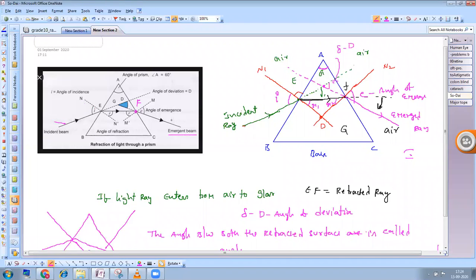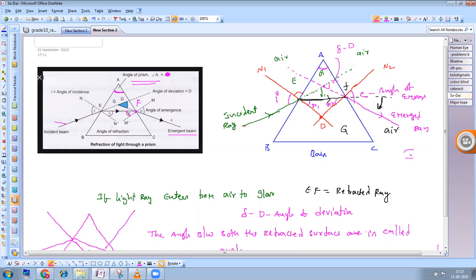The angle between the normal at AB and the incident ray is called the angle of incidence. The angle between the emerged ray and the normal at face AC is called the angle of emergence. The angle between the refracted ray and the normal at AB is called the refraction angle. This R is the incident angle for AC. The angle between both faces of the prism is called the angle of prism. Here it is 60 degrees. So these are the different angles and rays when a light ray is refracted through a prism.